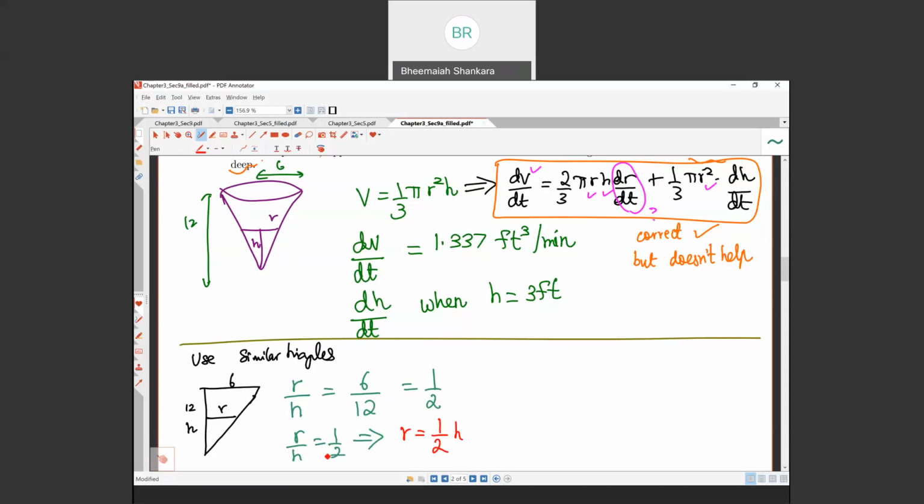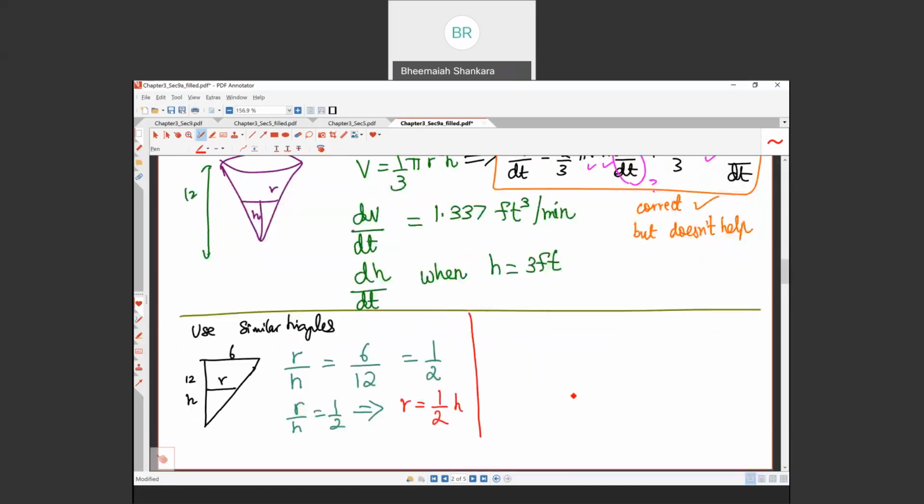Now that I have a value for r in terms of h, let me go back and plug the radius formula into the volume expression. So volume, 1 over 3 pi r squared h, now becomes 1 over 3 pi times r is h over 2, so h over 2 squared times h. Simplify this a little bit, you get 1 over 12 pi h cubed. Now that we have a nice expression for volume V in terms of the height h, you're good to differentiate this with respect to t.